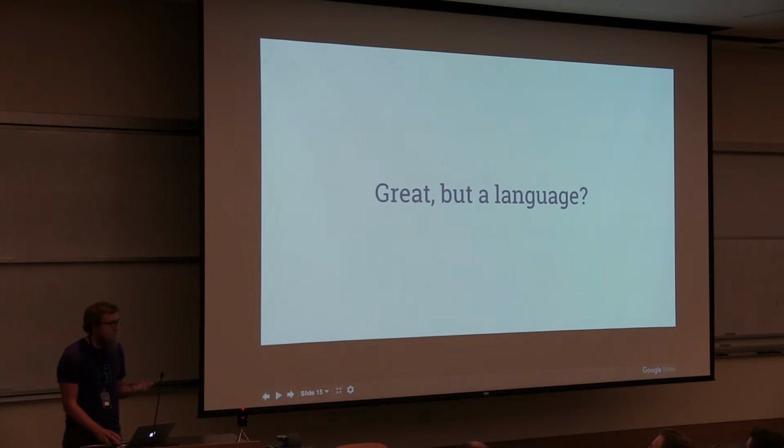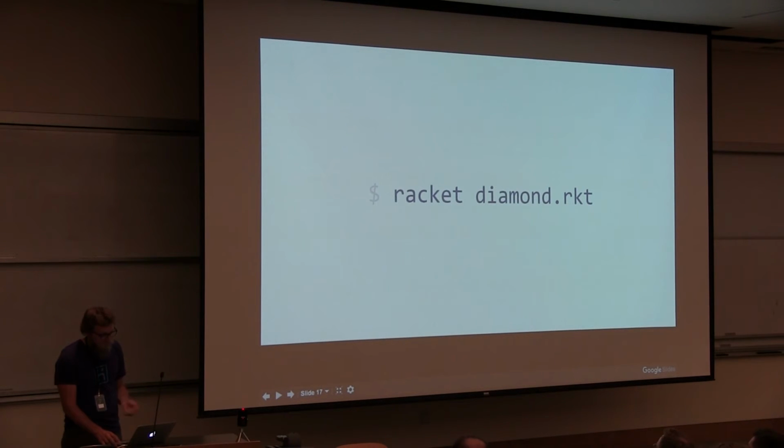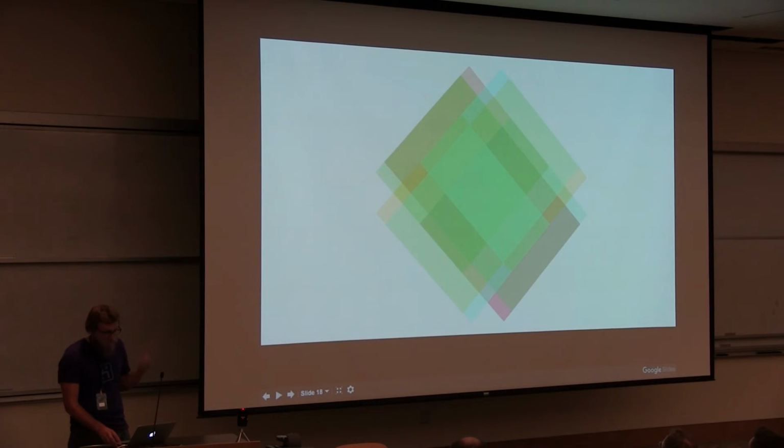So that's great, but all I've done is defined a few macros and defined a few primitive functions. How do I turn this actually into a language? Well, let's do something. So in Racket, there's this concept of #lang, and #lang will say, okay, when I import this module, run it with this code, or run this sort of module. And if I do this, I define rule diamond, all it does is draw 8 squares with different parameters, like I said before. Start rule diamond, run it with racket diamond.rkt. I get this little thing, and that's kind of cool.